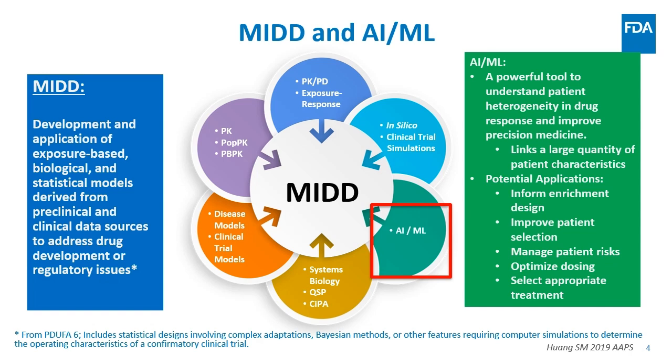It has been shown to be a powerful tool to understand patient heterogeneity in disease progression and drug response, and therefore provide a unique angle to improve precision medicine. Potentially, AI and machine learning models can be applied to inform enrichment design, improve patient selection, manage safety risks of patients enrolled in a trial, optimize dosing for patients and different patient subgroups, and identify appropriate treatment for different patient subgroups. And we believe that AI and machine learning as a new handy tool for MIDD will be able to bring drug development and precision medicine into a new level.